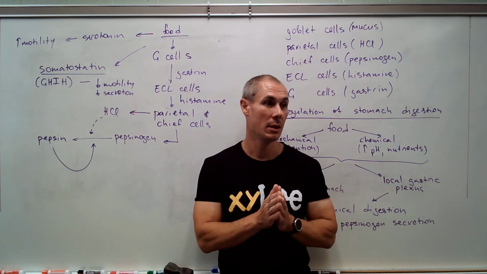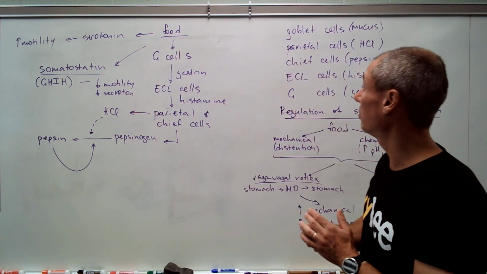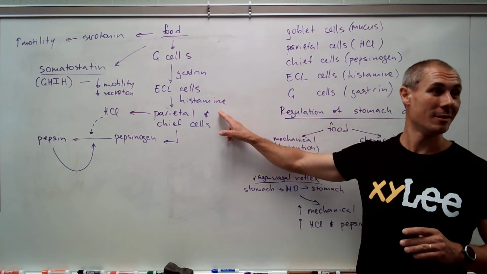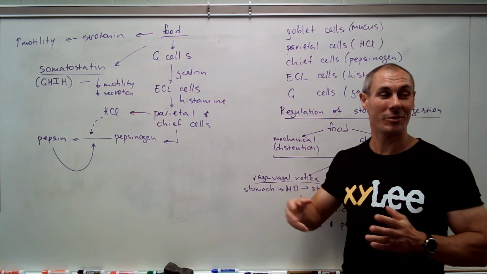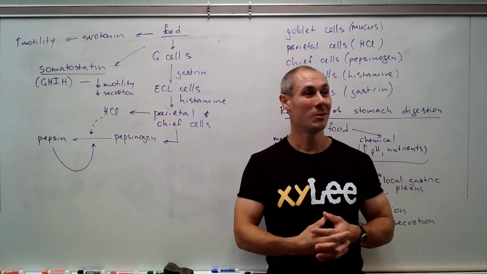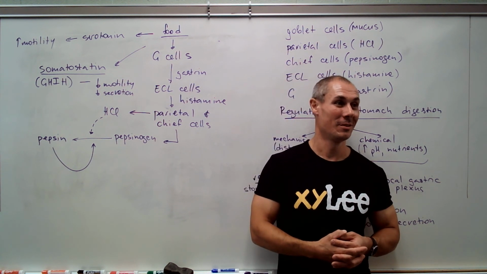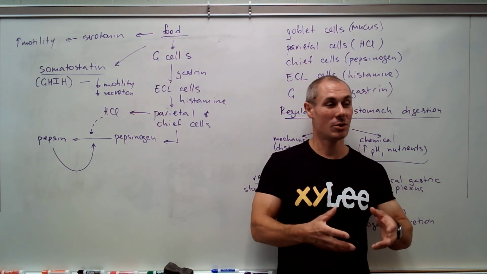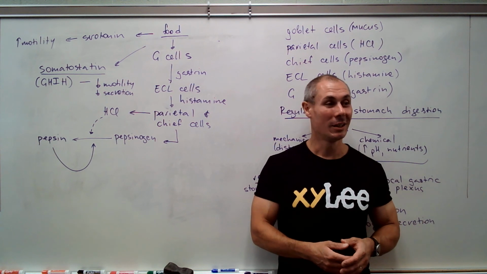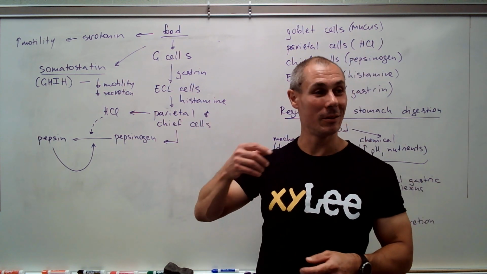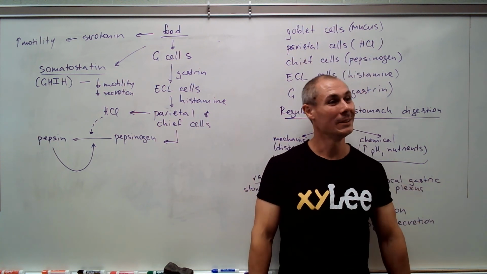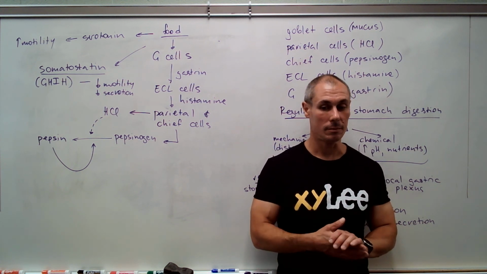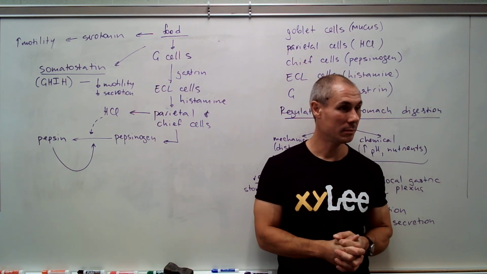Does that make sense? And last little comment here. One of the side effects of an overdose of antihistamines is constipation, because they inhibit histamine receptors on the parietal cells and chief cells, and it can't digest. Make sense? Awesome.